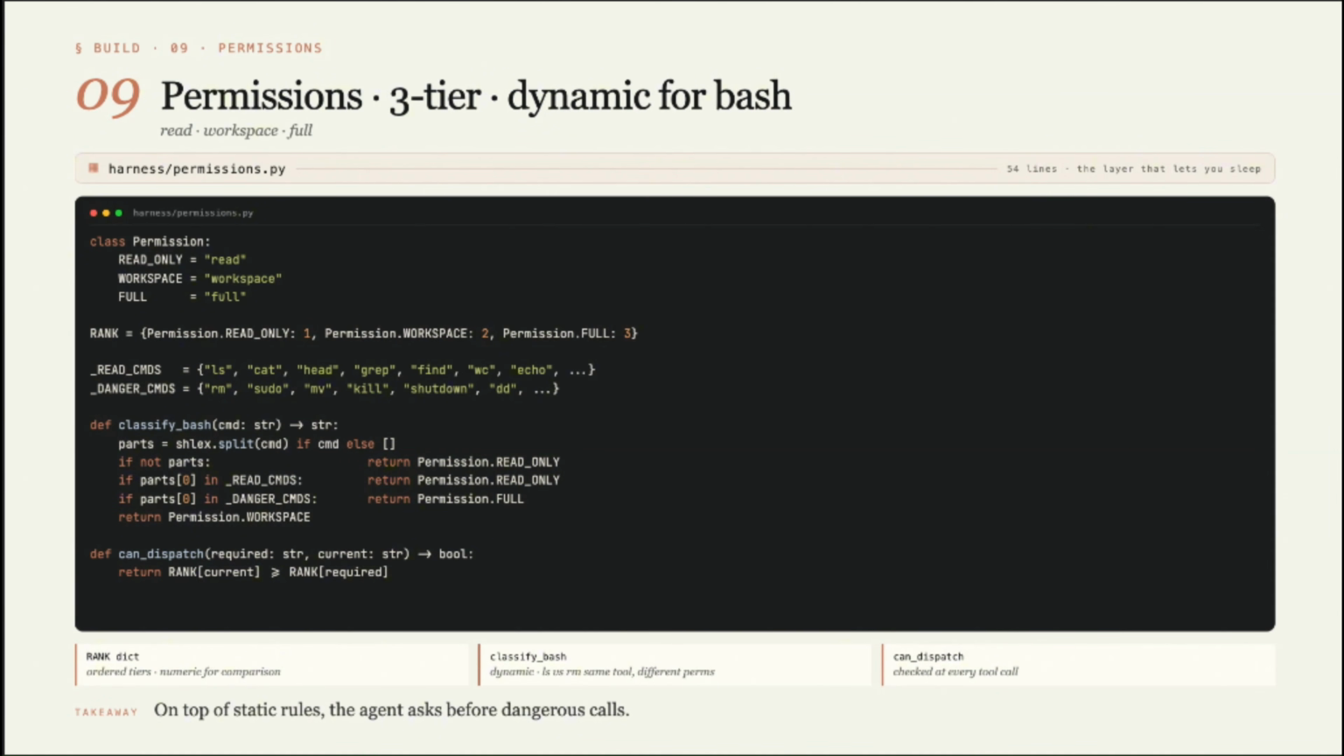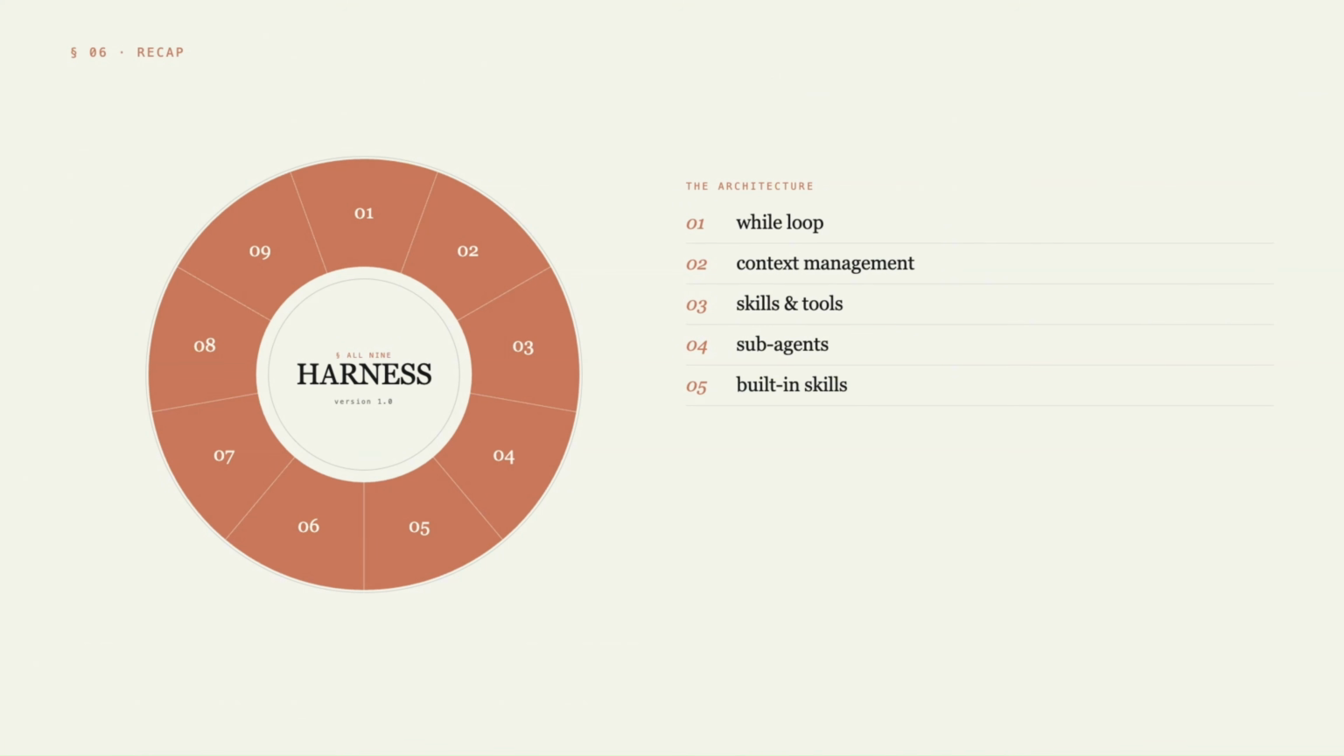Safe commands like list, concatenation, and grep stay at read only. Dangerous commands like delete, sudo, or shutdown jump straight to full access. Anything else gets workspace level. On top of these static rules, the agent can also pause and ask the user for explicit approval before running anything destructive. This is the part that you need to implement within your harness. These are the components that I think every harness needs to have.